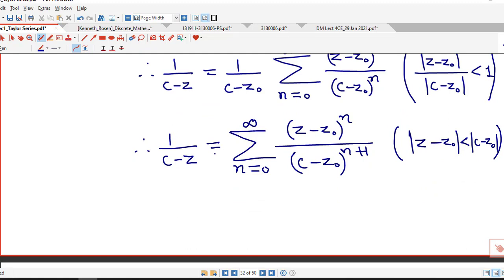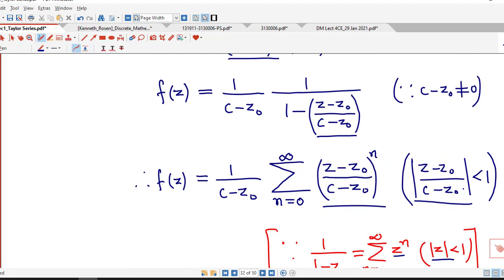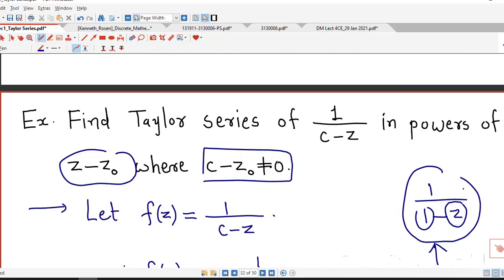So this is the Taylor series of the function 1 over c minus z in powers of z minus z0, which is valid in the open disk with center z0 and radius equal to the absolute value of c minus z0. And because c minus z0 is different from 0, this radius is positive. So in this way, without applying Taylor's theorem, we are able to find the Taylor series of this function in powers of z minus z0.